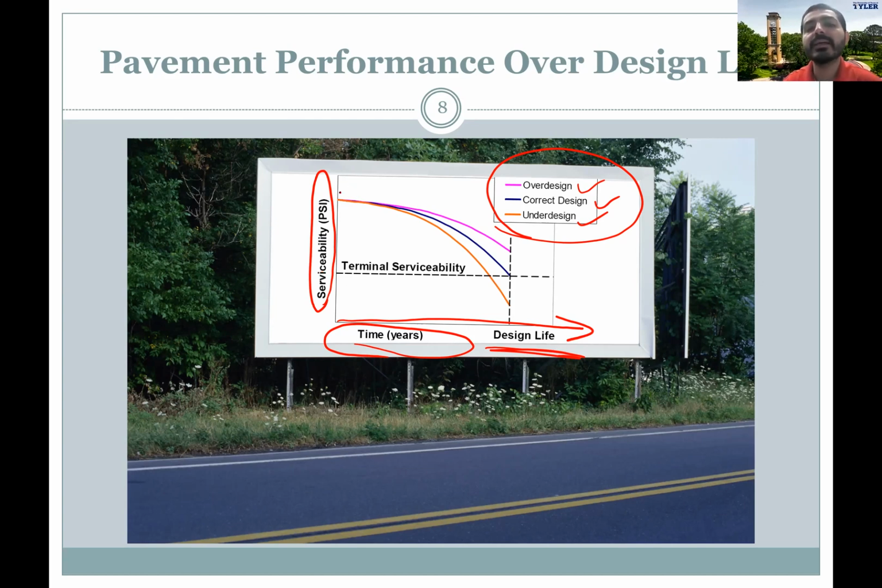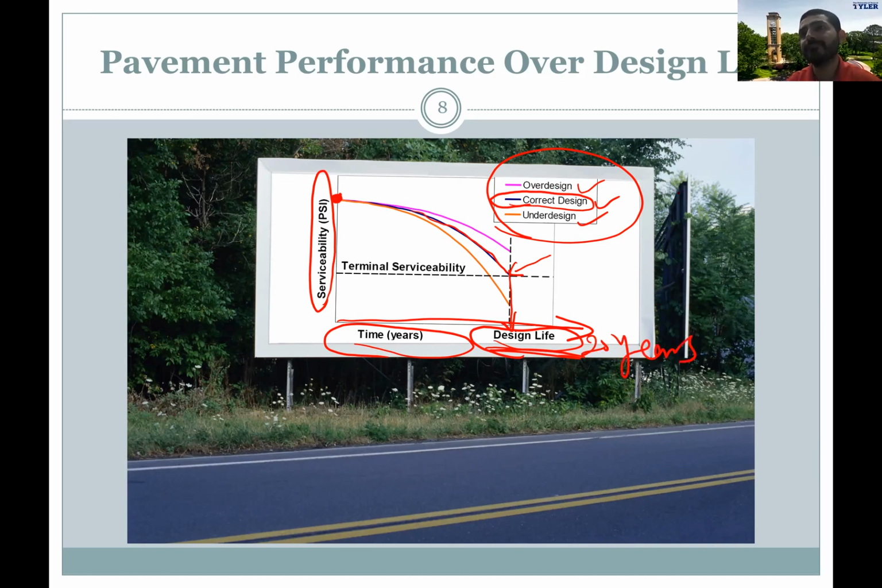So all pavements start with a high serviceability index. If you happen to do the exact correct design, and you are saying that this pavement is going to last for 20 years, this is what we refer to as the dark blue line right here. We're going to start with high serviceability, and then the pavement is going to digress, if you will, and reach the terminal serviceability, or the failure, exactly at the designated design life, let's say 20 years.